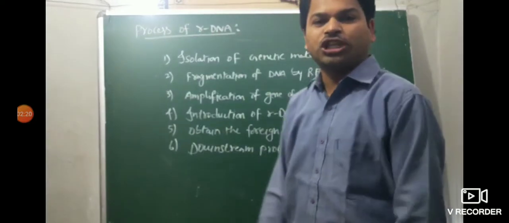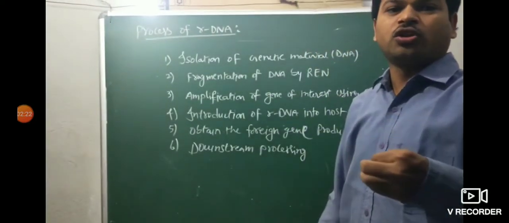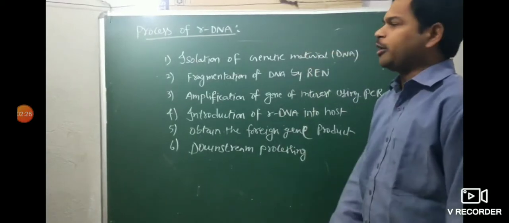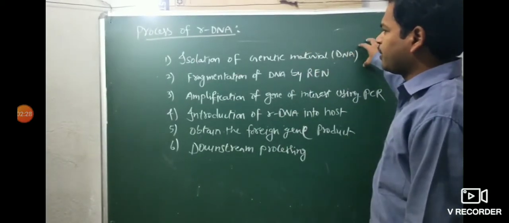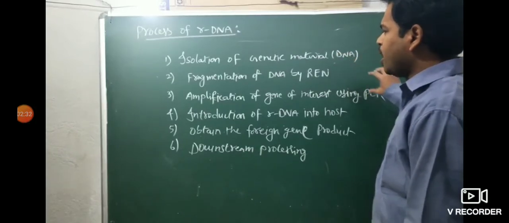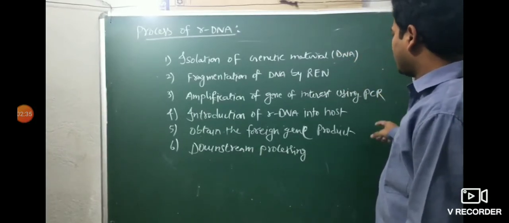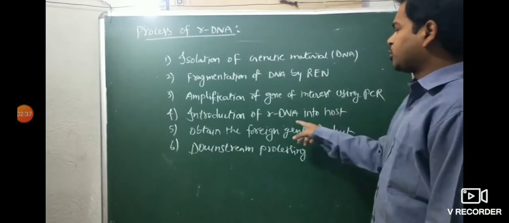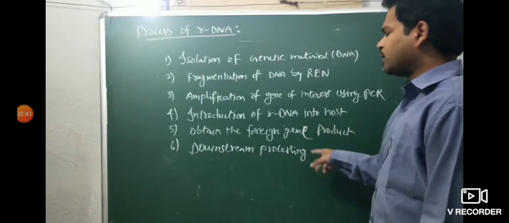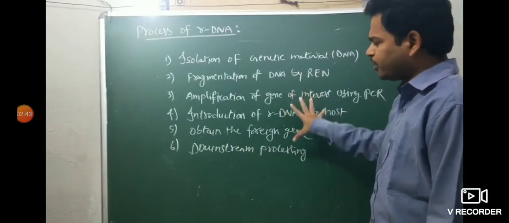Sometimes a theory question is asked: can you mention the steps involved in the process of recombinant DNA technology? Isolation of genetic material, then fragmentation of DNA by restriction endonuclease enzyme, amplification of gene of interest using PCR technique, introduction of recombinant DNA into host organism, obtain the foreign gene product, downstream processing. We need to write these only.